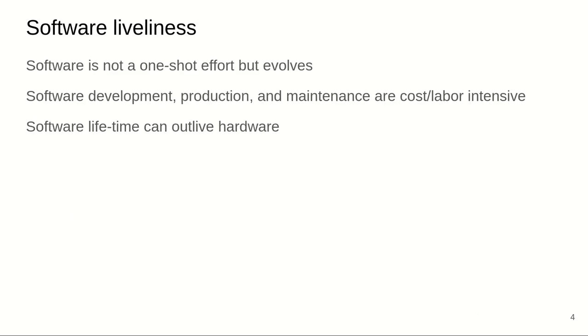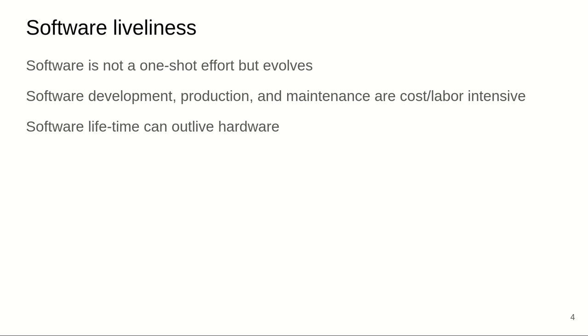So software engineering is not a one-shot effort, but continuously evolves. It is rare that you would write an application or a program or a library in one go and then it never changes from then on. Software development, production, and maintenance are cost and labor intensive. So it requires a lot of resources to continuously maintain your code, update it to new best practices, add new features, retire old features, and so on.